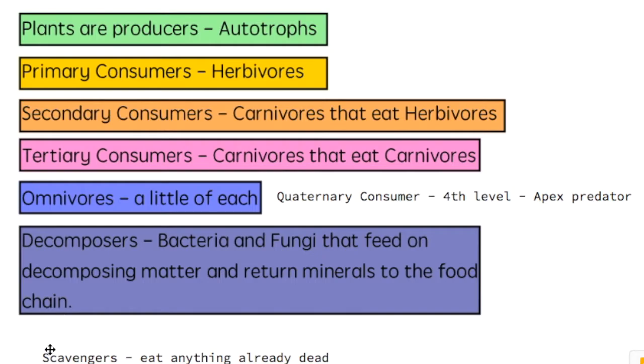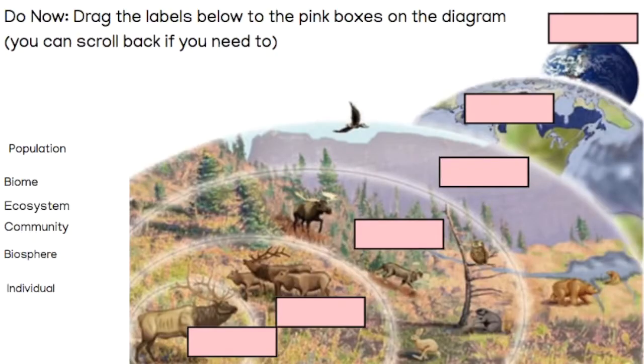So scavengers have slightly different body systems that allow them to eat food that's previously dead without making them sick.